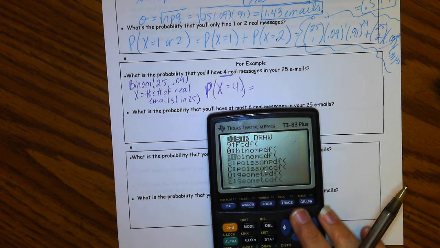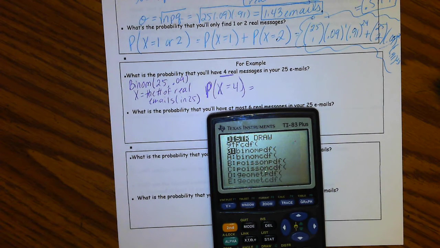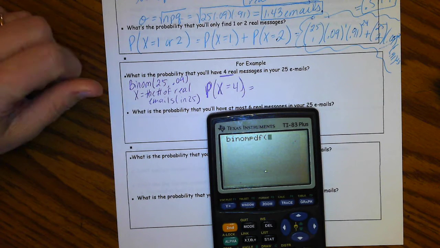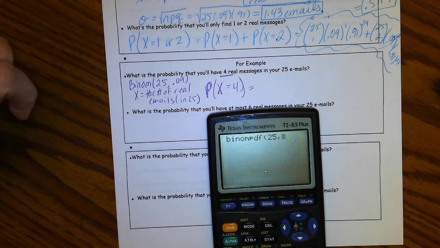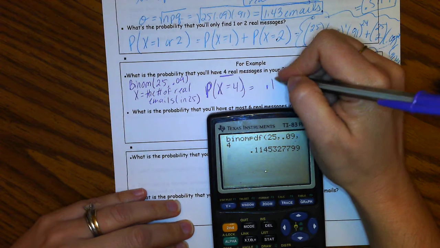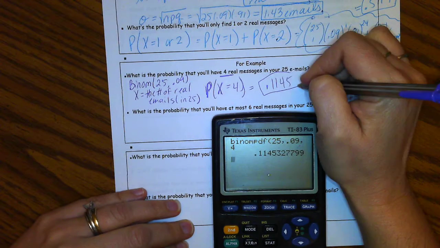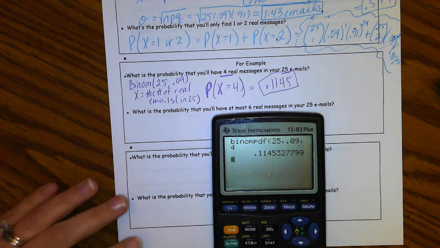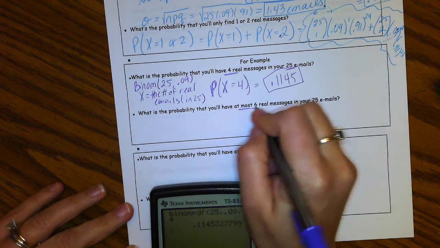So I can just go straight to my calculator and do binomial PDF because it's an equals to. I'm just finding the probability of one spot. 25 n, p 0.09, and then x. What do you want x to be? How many successes do you want? 4. And I just get my answer. 4 emails, about 11%.